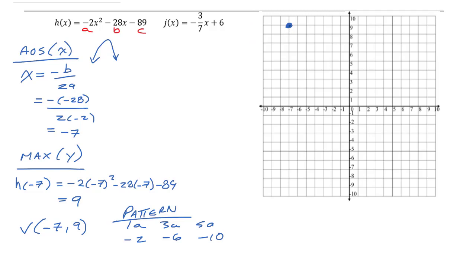And a is negative. So the first time I go to the left and right once from my vertex, I go down 2. The second time I move to the left and right, I'm going to take 6 steps down. So 1, 2, 3, 4, 5, 6 from the previous point. All right, and there we go. The last time we're going to go down 10 steps. So move over 1 and go down 1, 2, 3, 4, 5, 6, 7, 8, 9, 10.